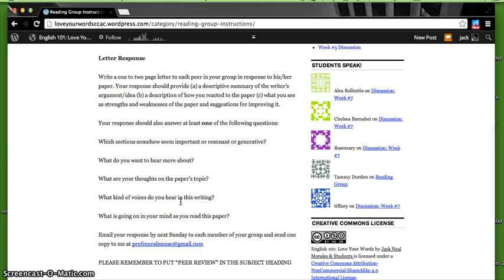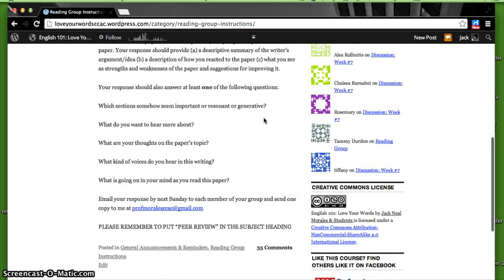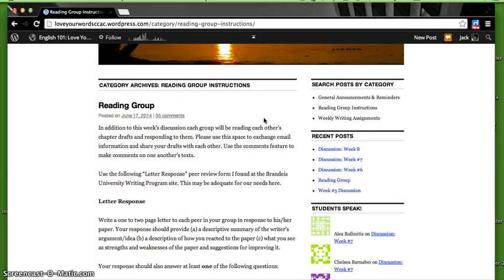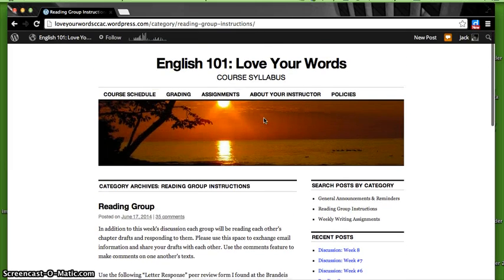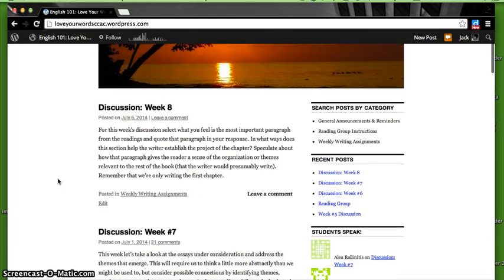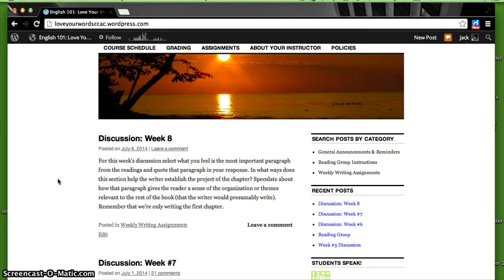And what we want you to do ultimately is to write a descriptive summary of the writer's argument or idea, a description of how you reacted to the paper, what you see as strengths and weaknesses of the paper, and suggestions for improving it. Right? We want to get as many different ideas about our writing as possible as we learn how to put these projects together. Okay, so those are two assignments that are happening at the same time.